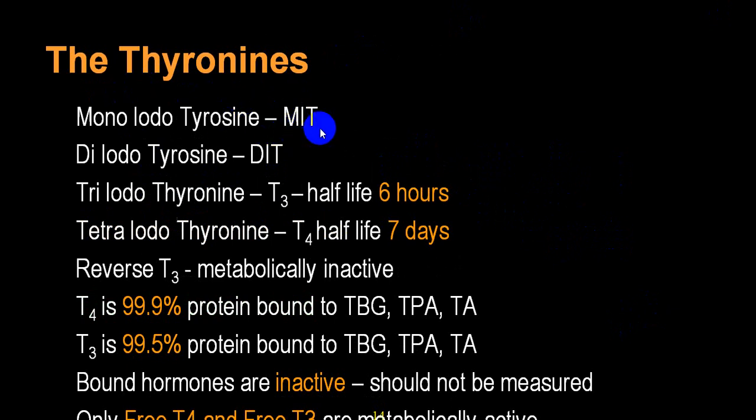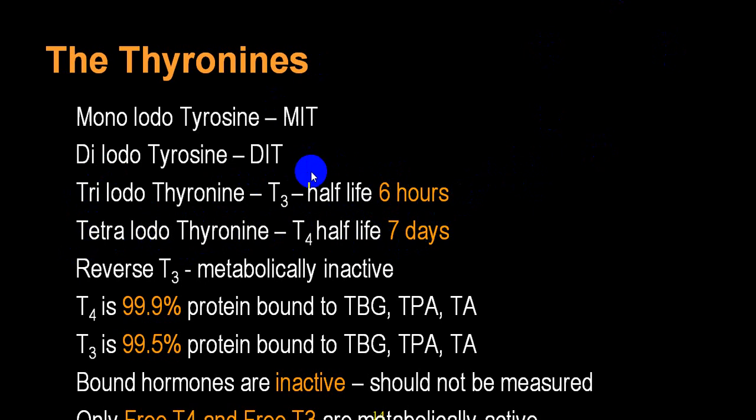Monoiodotyrosine is also called MIT. Diiodotyrosine is called DIT. Triiodothyronine is T3, and its half-life is 6 hours, while T4, tetraiodothyronine, has a half-life of almost 7 days. So it remains in blood for a longer period, while T3 remains for a shorter period.